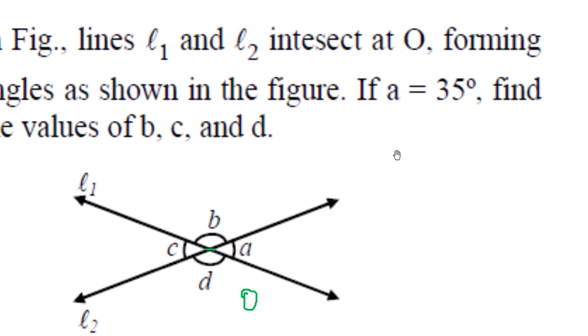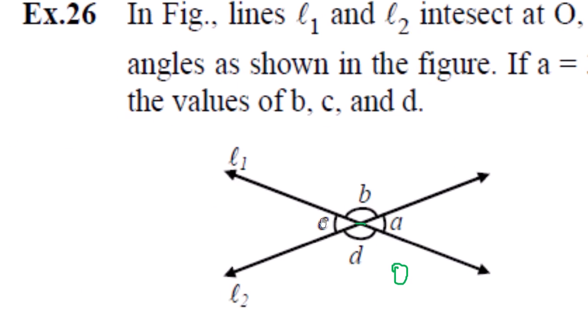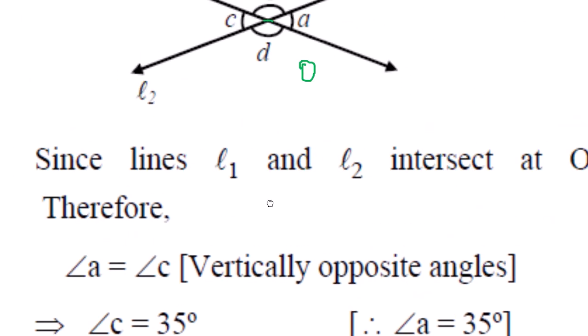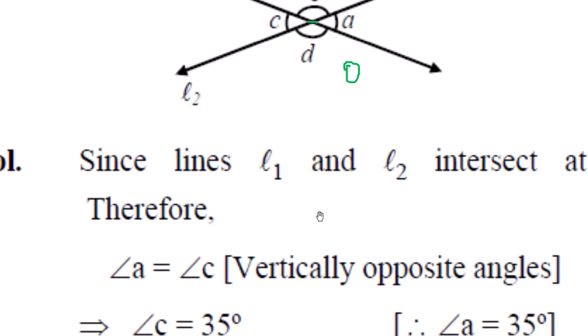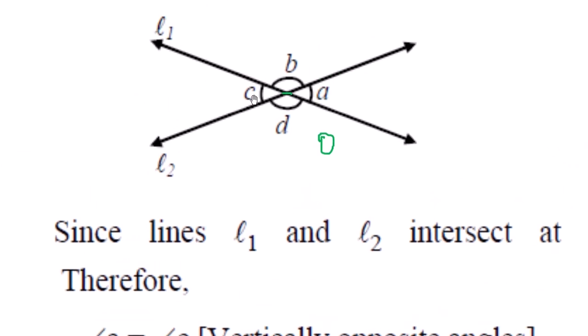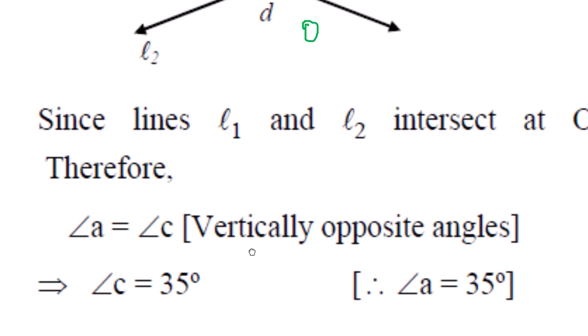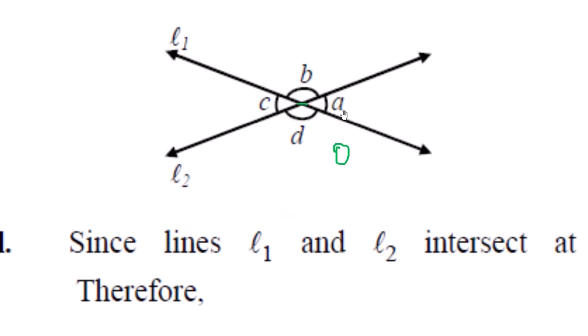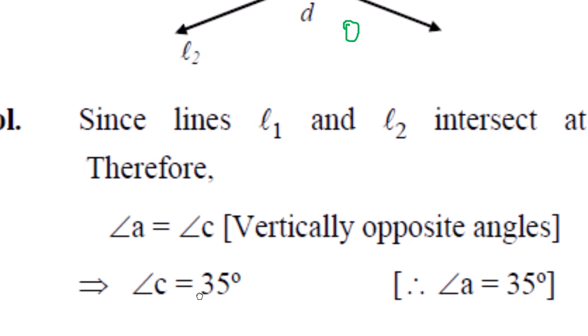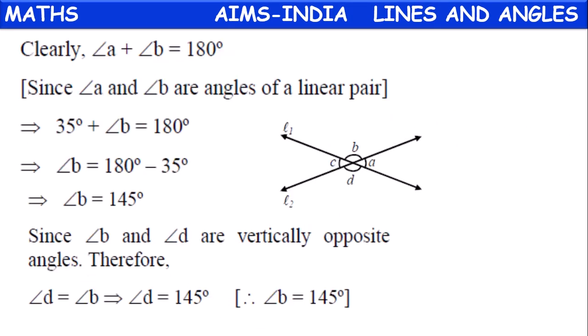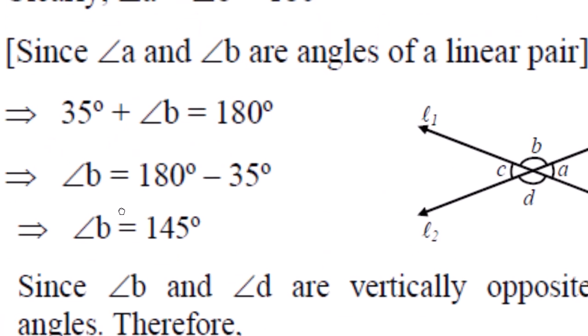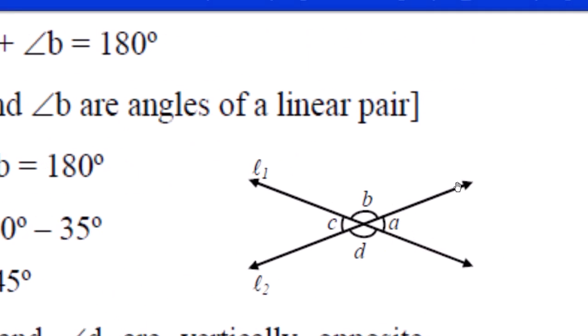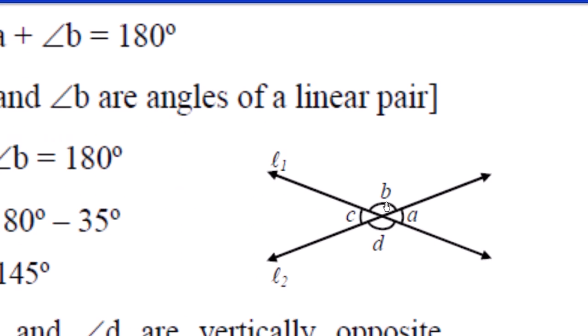If A is 35 degrees, what about B, C, D? Lines L1 and L2 intersect at O, therefore A equals C. Why? Because they are vertically opposite angles. So if A equals 35, C also equals 35 because of vertically opposite angles. So next. L1, L2 is the line, or L1 is the line, and this is the ray.